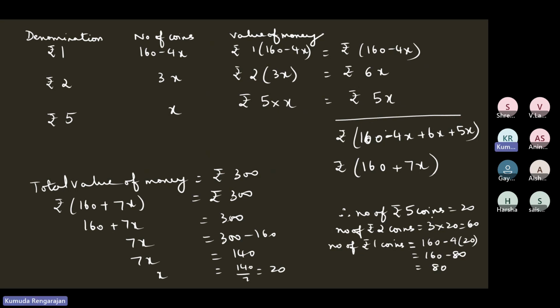So x is 20. That is, the number of 5 rupee coins is 20. The number of 2 rupee coins is 3x. So 3 into 20, 60. And the number of 1 rupee coins is 160 minus 4x. So 160 minus 4 into x, 4 into 20, 80. 160 minus 80, which is 80.